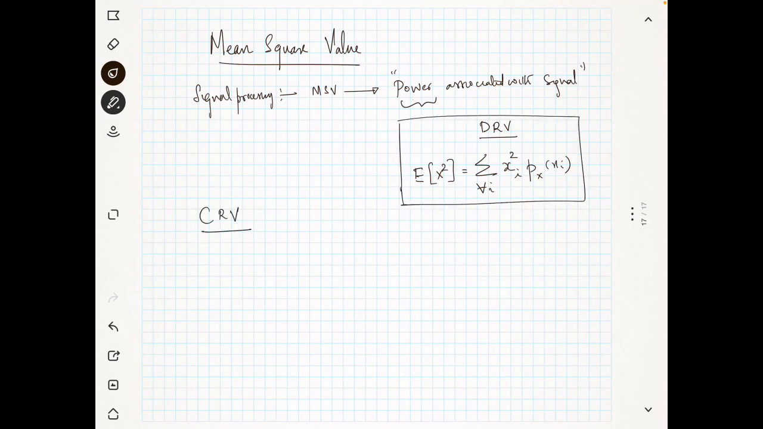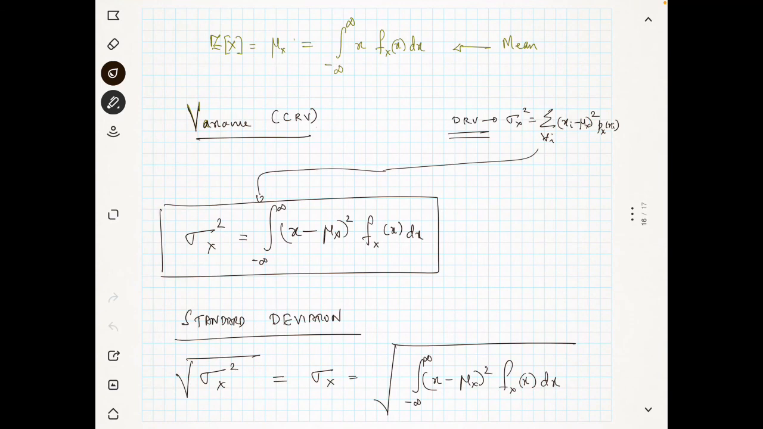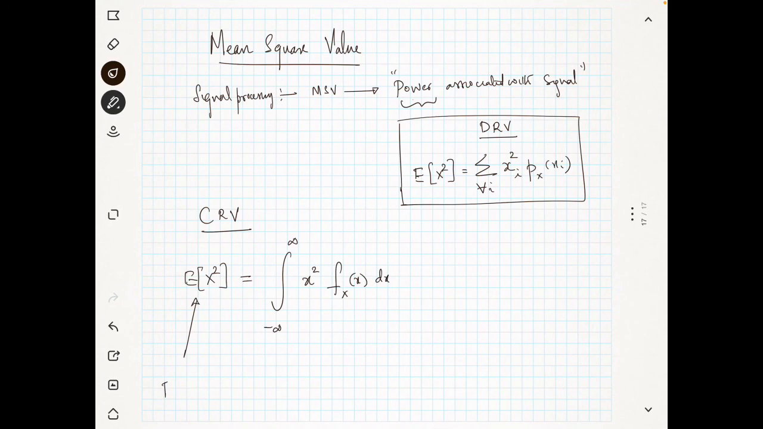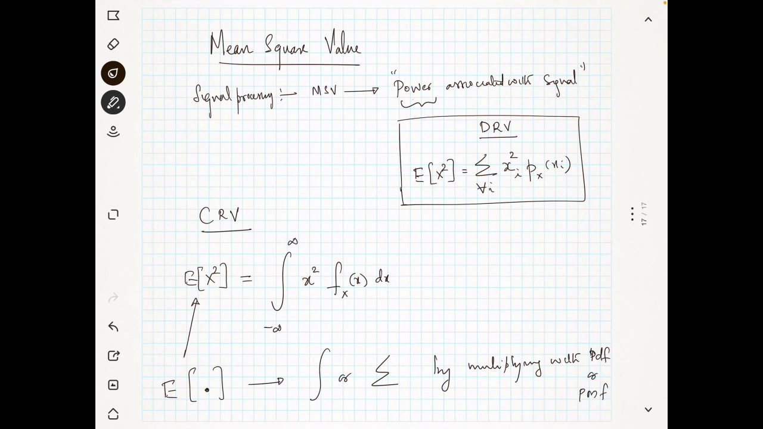Now for the continuous random variable, the expected value of x square is, instead of summation, I will use the integration. So x square fx of x dx, integrated from minus infinity to infinity. I want to introduce you to this idea: expectation means you are integrating or summing by multiplying with the PDF or the probability mass function. This is the case of the discrete random variable, and this is the case of the continuous random variable.